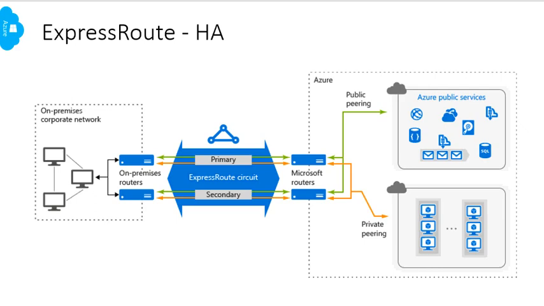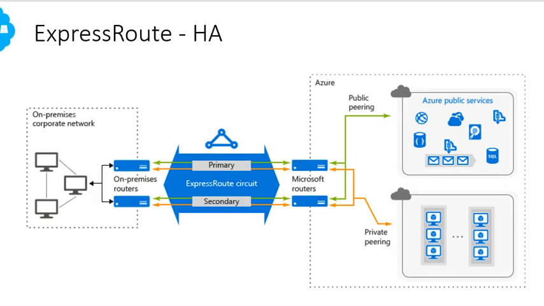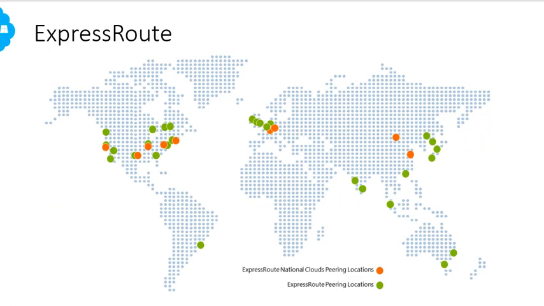Now, how does HA work in this scenario? It's really crucial that we talk about HA and how we can consume and utilize it. There are on-premise routers, primary and secondary, an ExpressRoute circuit with duplicate connections to Microsoft routers, public peering and private peering to Microsoft Azure. Again, there is the ExpressRoute national cloud and the peering locations from Microsoft; you can see the green ones across the regions, across the globe.